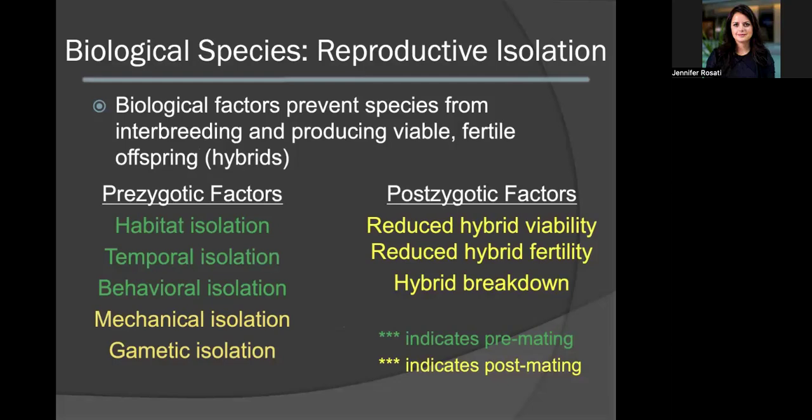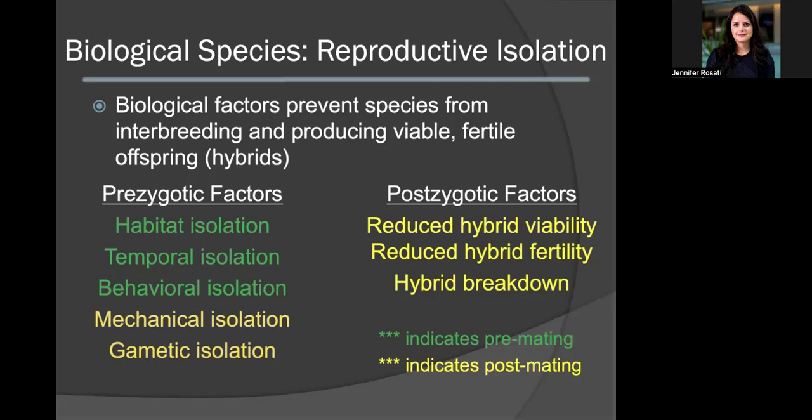With respect to biological species, many biological species are reproductively isolated from each other. This occurs when biological factors prevent species from interbreeding, or from producing viable, fertile offspring when they do reproduce. This can be due to prezygotic and postzygotic factors. Prezygotic factors occur prior to the formation of a zygote or prior to mating, and postzygotic factors occur after mating occurs.